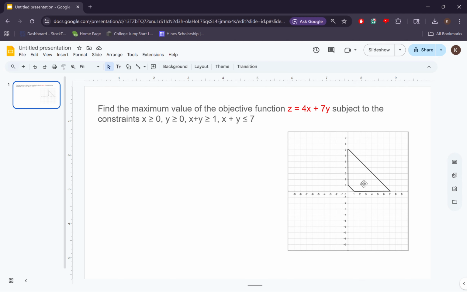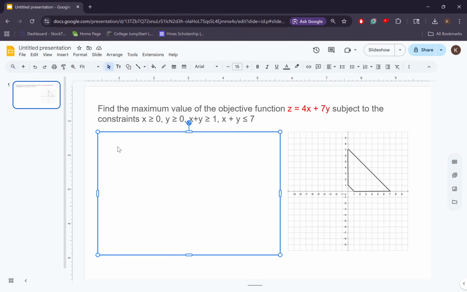Alright, the next thing that we want to do in this problem is get our corner points from this range that we have here. So our first corner point is going to be right here, which is (0, 1). I'll put that down here. Our next corner point is going to be (1, 0). Third corner point is going to be (7, 0), or I'm sorry, (0, 7). And then our last is going to be (7, 0).